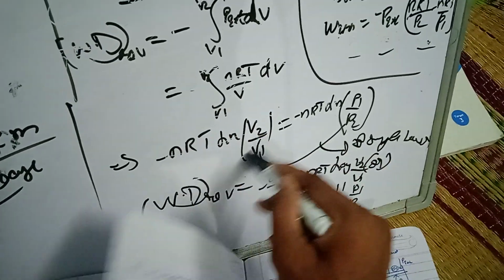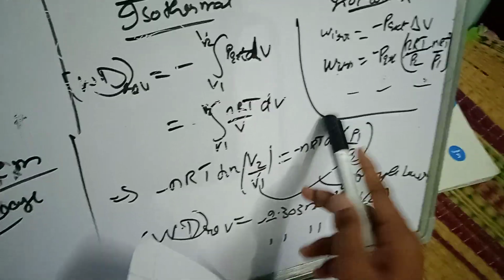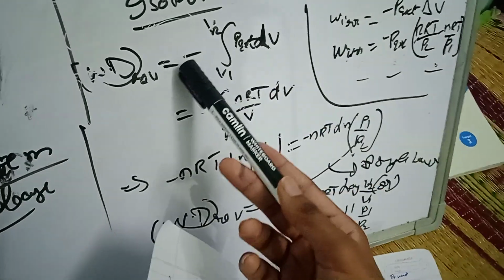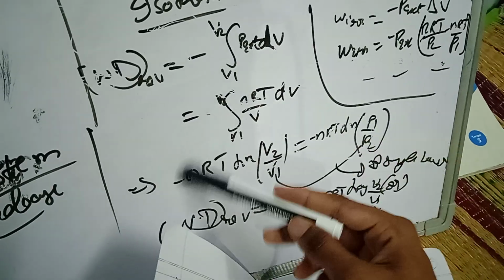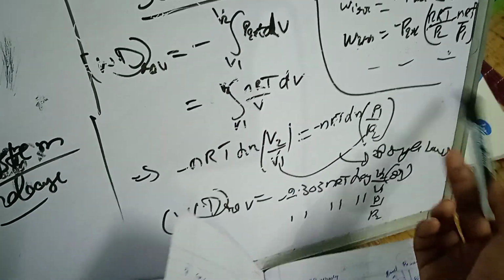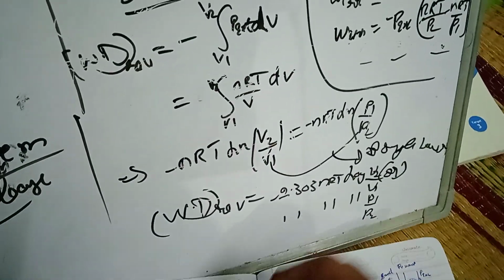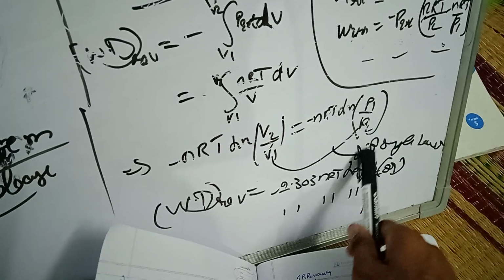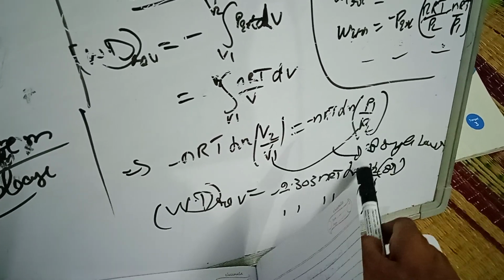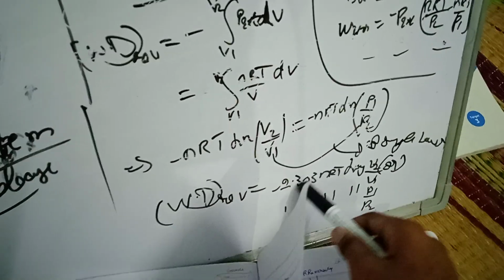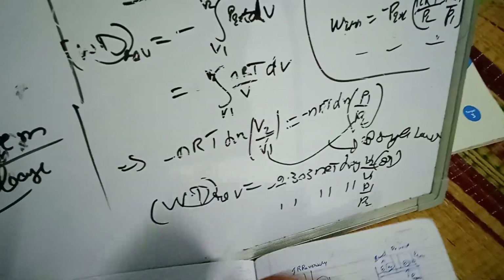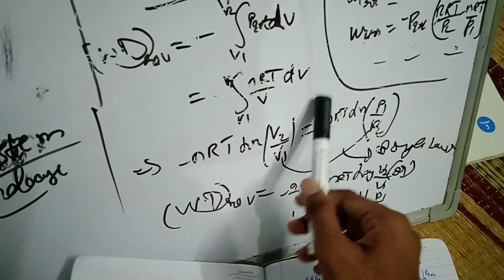That's all. You can use either this or this to solve a question. If you are given pressure and asked to find work done, you use this. If you are given volume, use this. Yeah, and one more thing, ln x can be converted to log x by multiplying by 2.303, so 2.303 into log x is ln x. You need to remember this. These were all basics of integration in class 12.